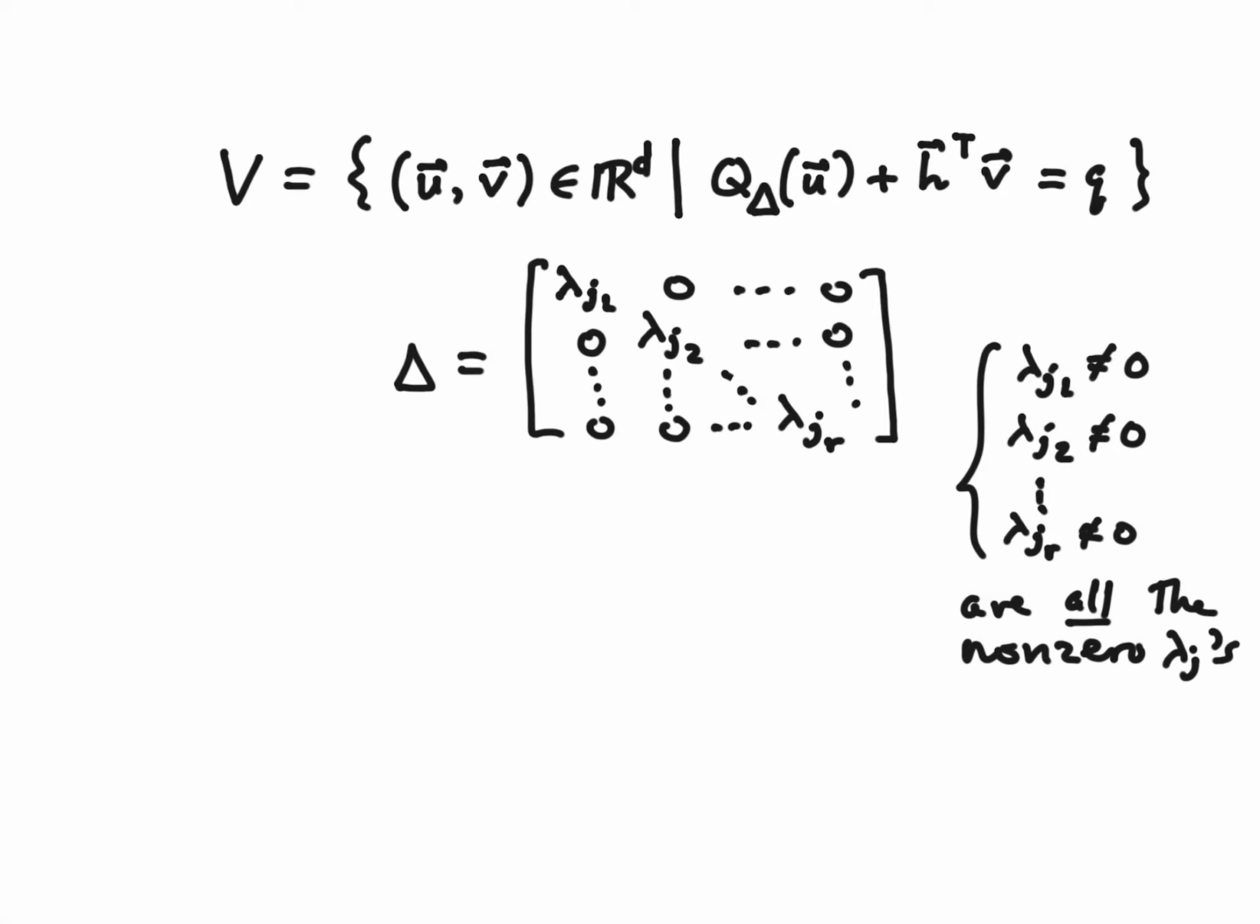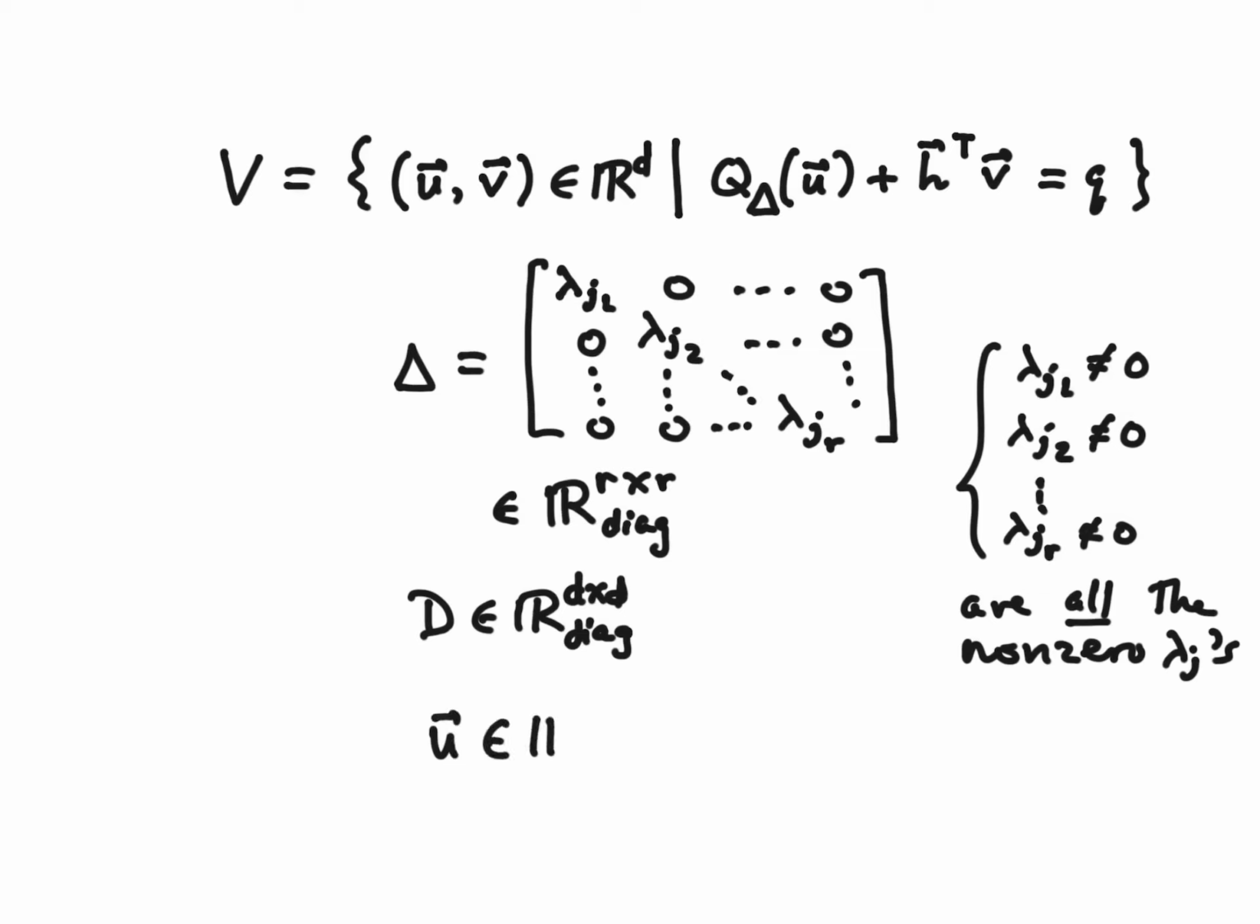All the non-zero lambda j's. Okay, so that's a matrix of size r by r, and it's obviously diagonal, whereas the original D was of size d by d. So what I'm assuming here is that the vector u is in r space. This value r is the number of u coordinates. So the vector u is in r space, where r is less than or equal to d.